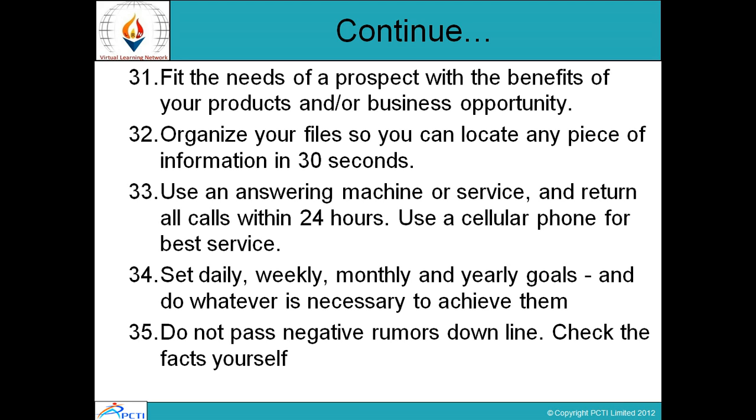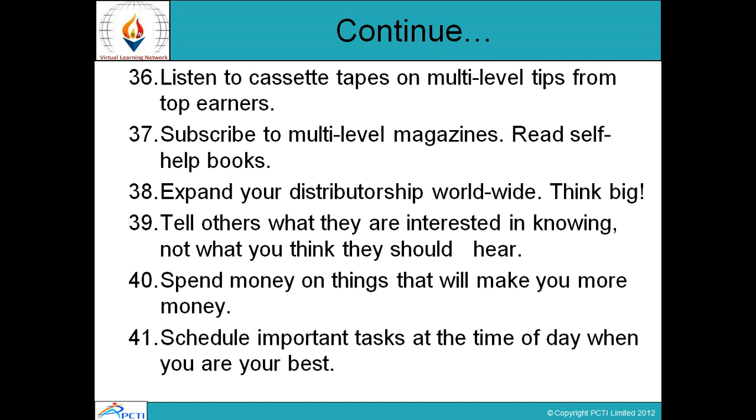Use an answering machine or service and return all calls within 24 hours. Use a cellular phone or bus service. Next is set daily, weekly, monthly and yearly goals and do whatever is necessary to achieve them. Do not pass negative rumors downline. Check the facts yourself. These are the other prospects.